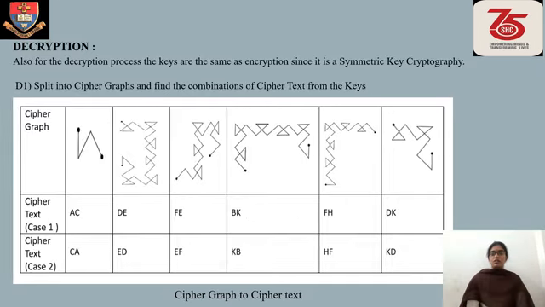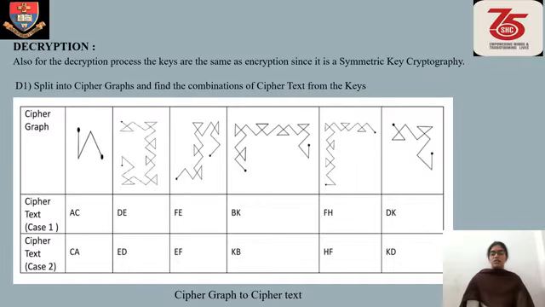Then the second one is the decryption process. For the decryption process, the keys are the same as the encryption since it is a symmetric key crypto system. Step 1, split into the cipher graphs and find the combinations of ciphertext from the keys. For all the cipher graphs, we'll be able to find the ciphertext.